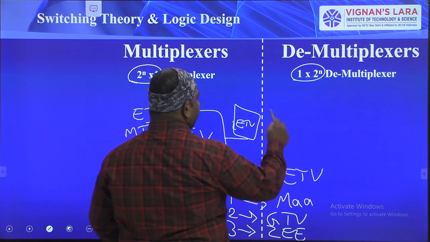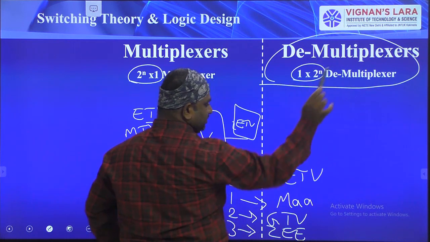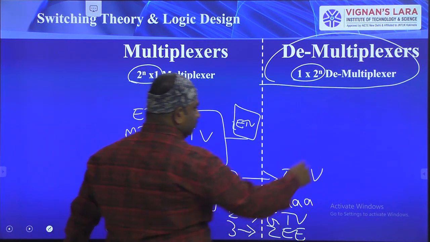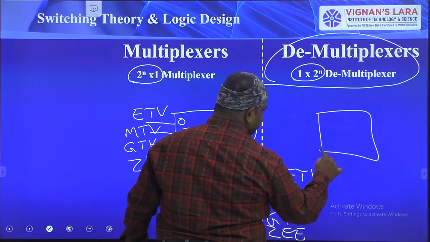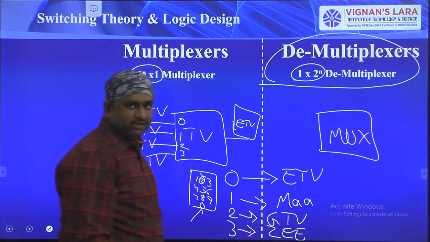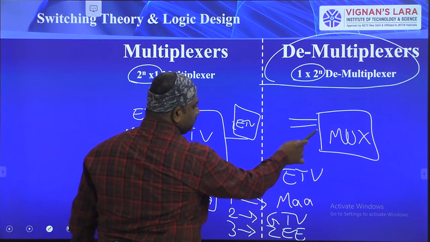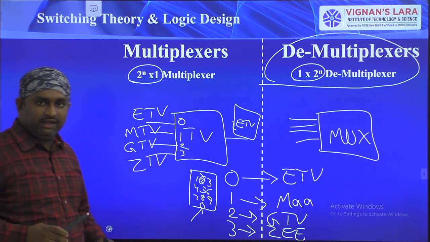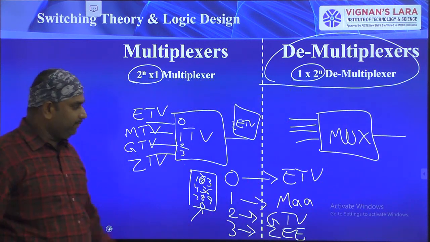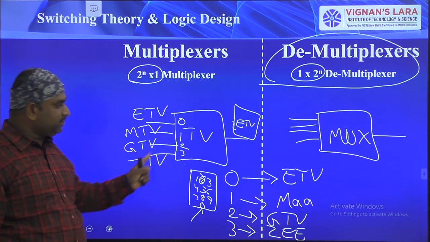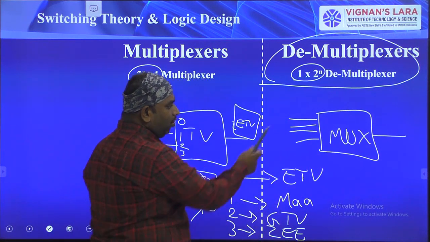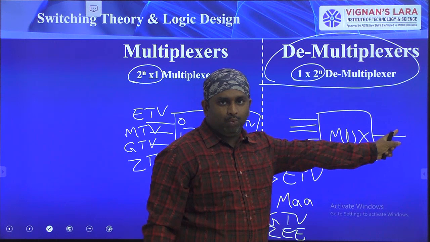In the same way, forget about this demultiplexer for some time. Now I am explaining the concept of the multiplexer. So see here, this is the mux. Okay, here it has some inputs and it has only one output, like a TV. A TV has many inputs and only one output. So a multiplexer also has more inputs and only one output.